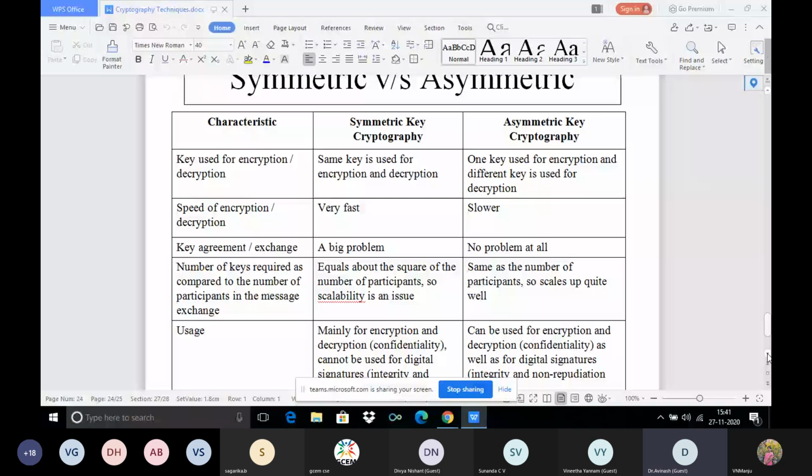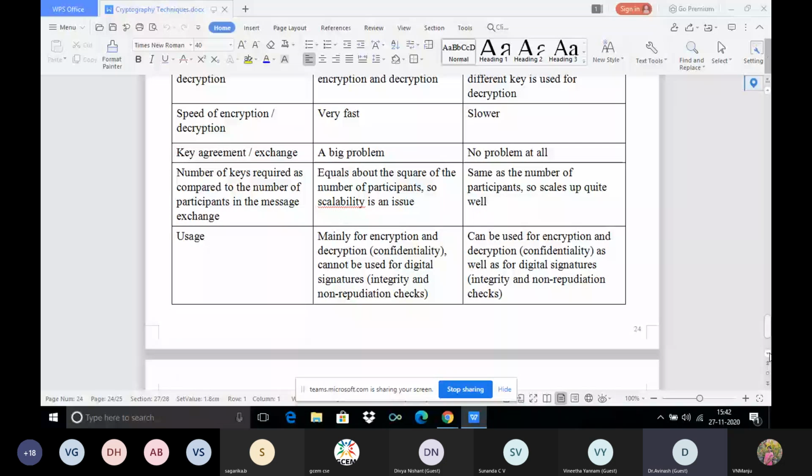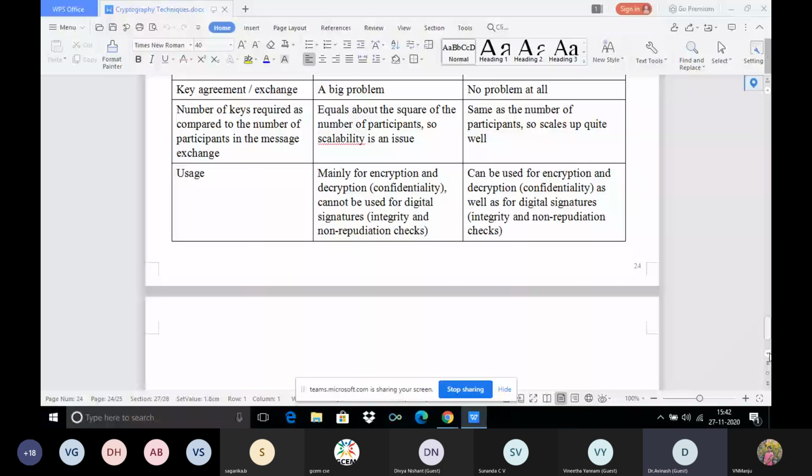So because key exchange is not a problem, this can be a solution to the problem whenever you select a large key. Now we take the usage part. In the usage part, we can say that it is mainly for encryption and decryption, that is, whenever confidentiality is important.